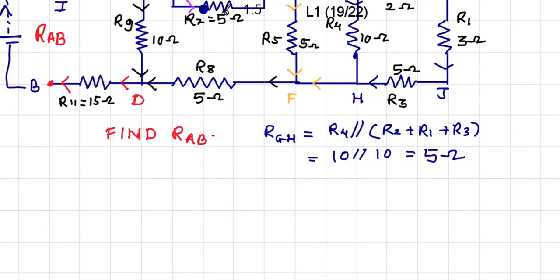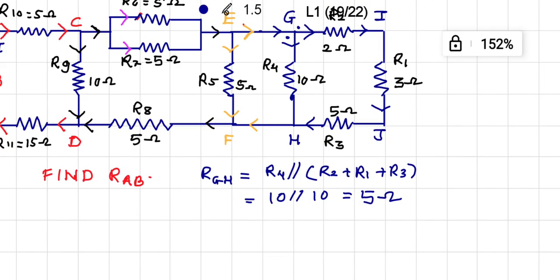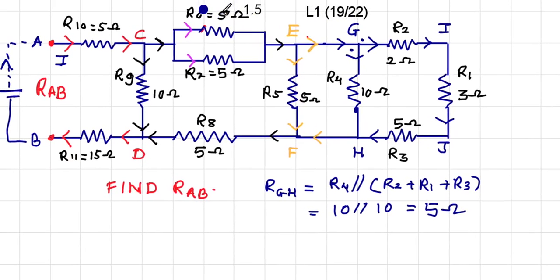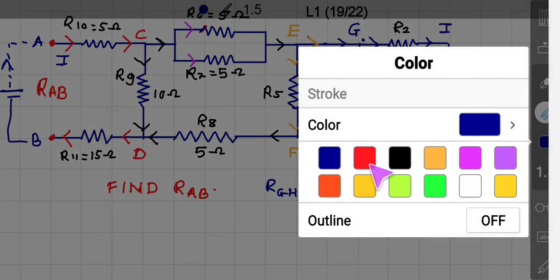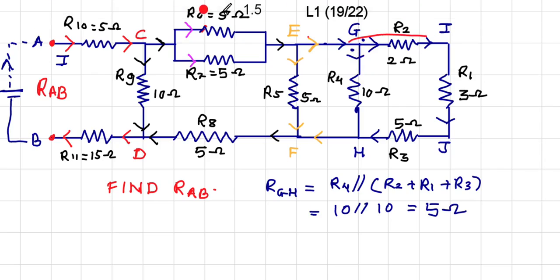We know that R1 R2 upon R1 plus R2. So we got this. So now we can say that the resistance between G and H is only 5 ohm. So now let us consider, if it is 5 ohm, this part will now be replaced by this, and whose value is what?